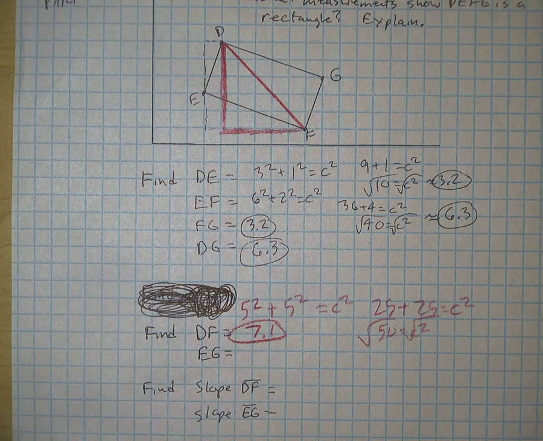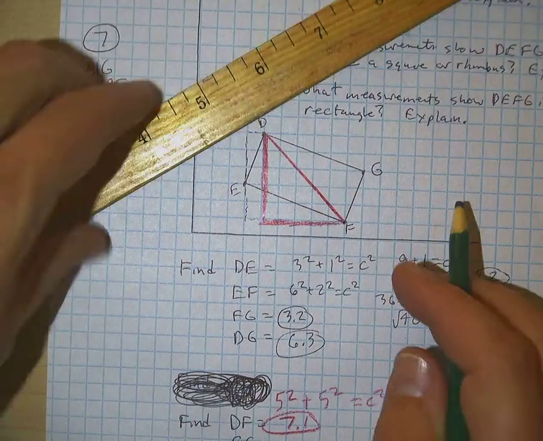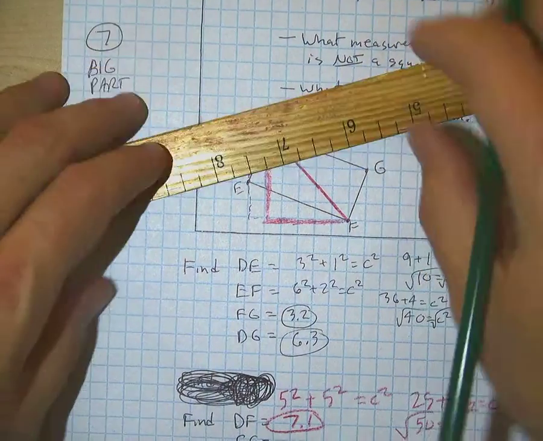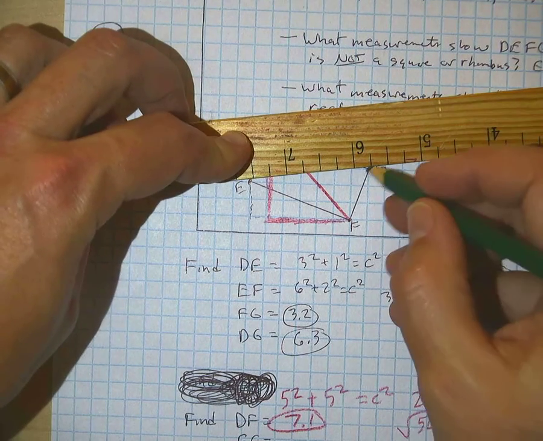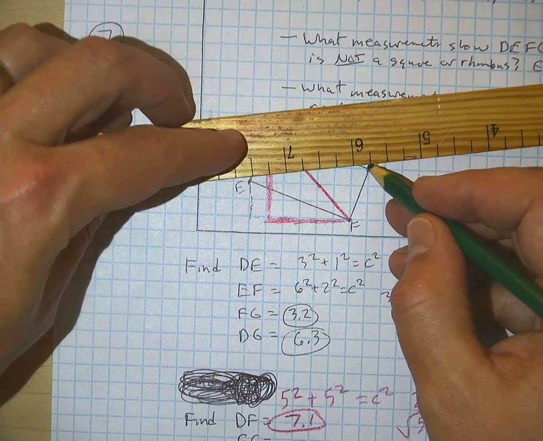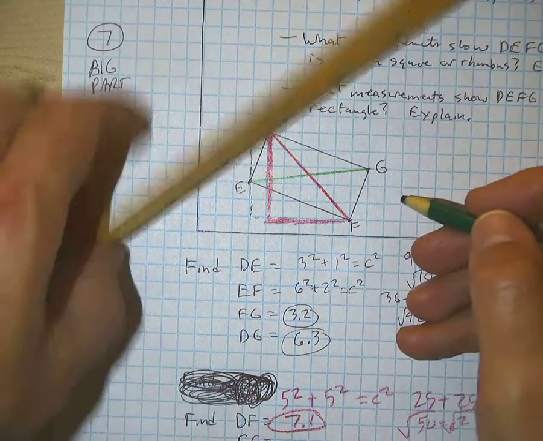All right, now I want to find E to G. I'm going to do that in a different color, just so you can see it better. If you want to use different colors when you do this on the test, you are welcome to do that. It helps you, because there's a lot of stuff going on here.